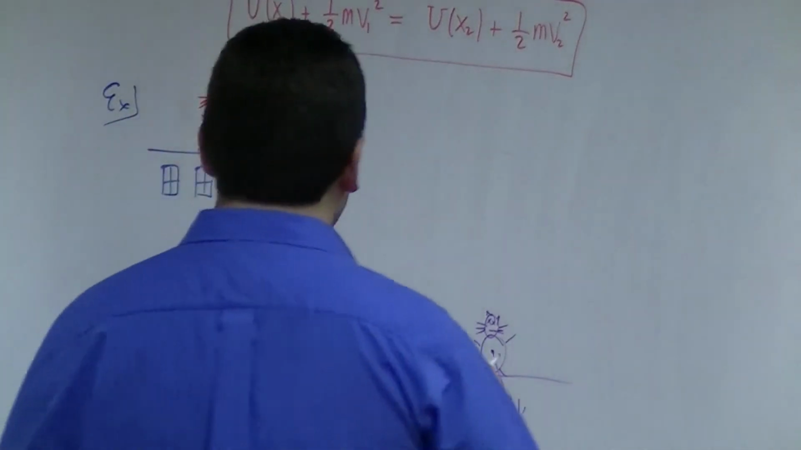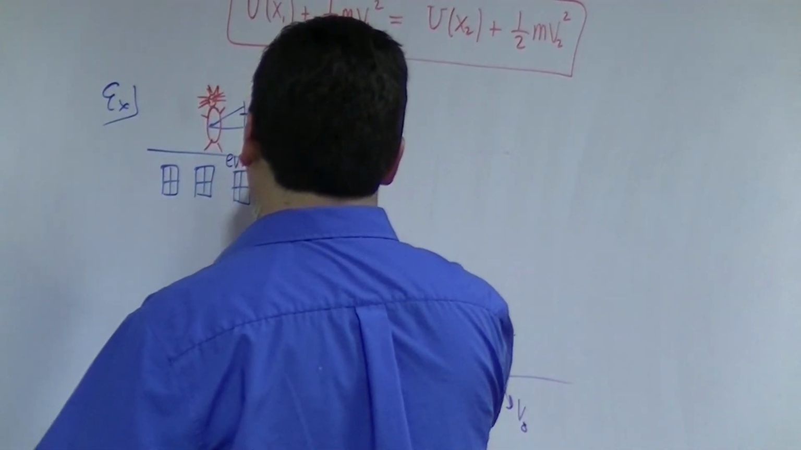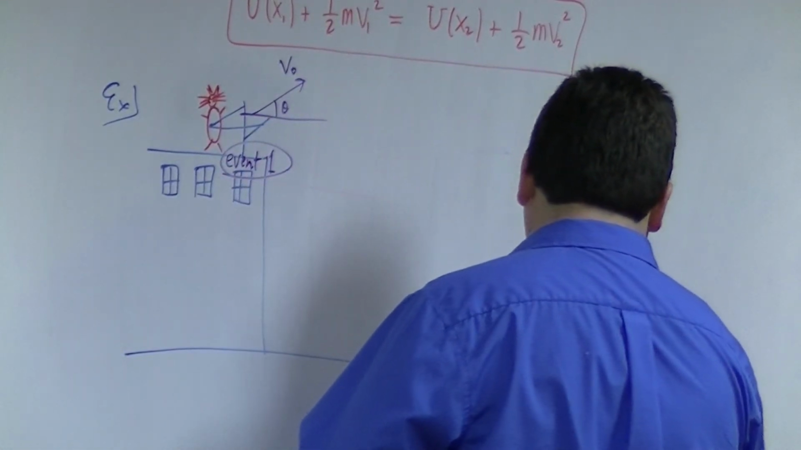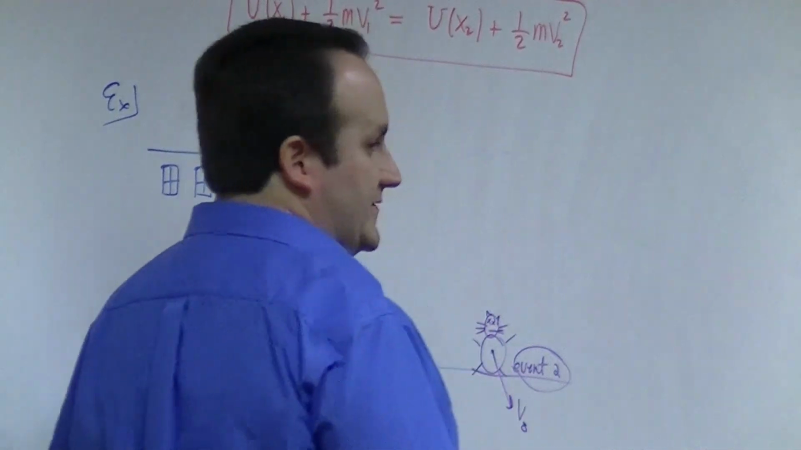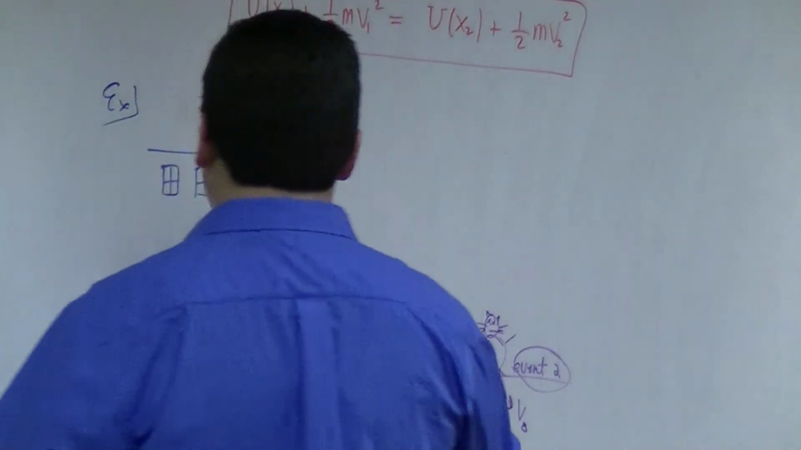So we have basically two events: event 1 and event 2. An event is a time and a place. All right? Now, at event 1, we can talk about the kinetic energy and the potential energy. I worked it out for you guys a little bit earlier today, the potential energy associated with gravity, right?